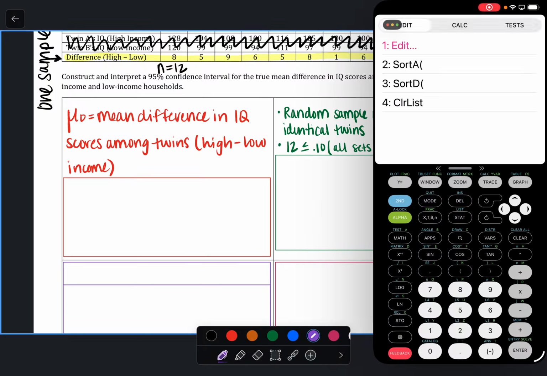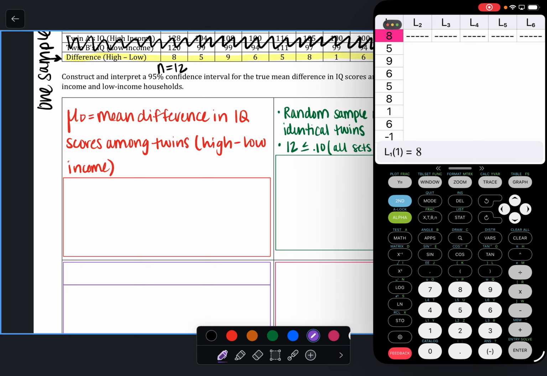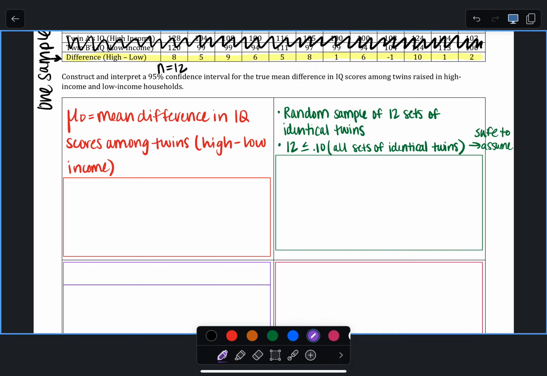I'm going to go to Stat. I'm going to go to Edit. And then I'm going to type in all 12 of my data values.